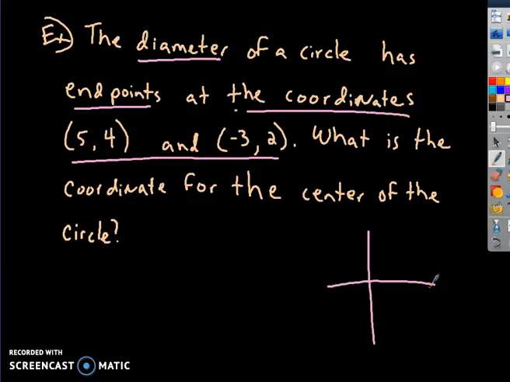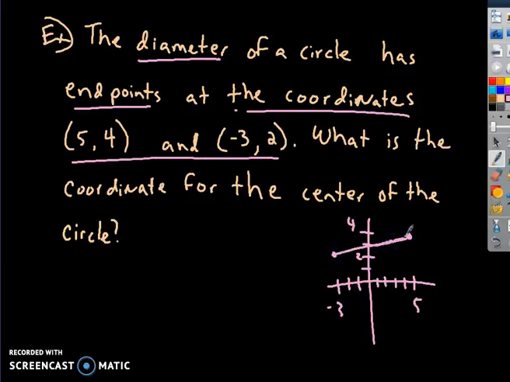You've got some circle, and it has a coordinate at (5, 4). So let's say this is 1, 2, 3, 4, 5, and then up 1, 2, 3, 4. So this is coordinate (5, 4). The other coordinate is (-3, 2), so over 1, 2, 3, then up 2. Alright, so this point and this point connect.